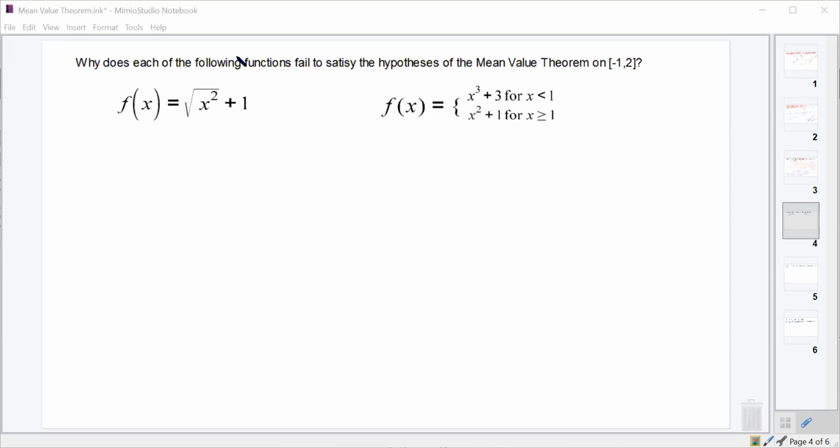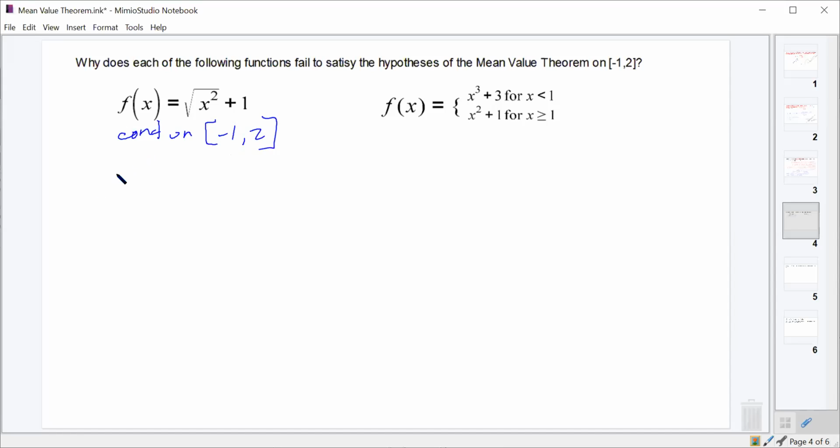Okay, so for the first one, is this function continuous on the interval from -1 to 2? Can I plug every number in from -1 to 2 into this function? Yes. Yep, definitely, right? And the only place where something weird might be happening is where it changes from being a positive number to a negative number, but it's still continuous. So this is continuous on -1 to 2. And then what about differentiable?